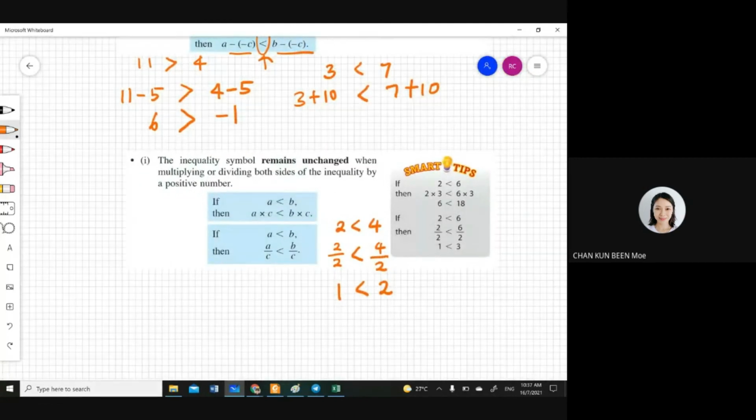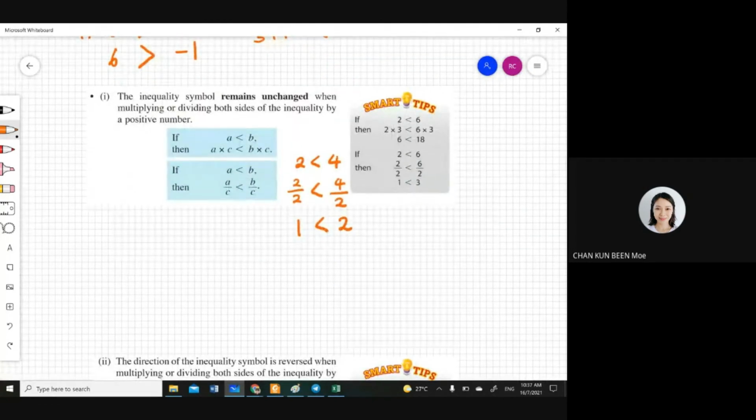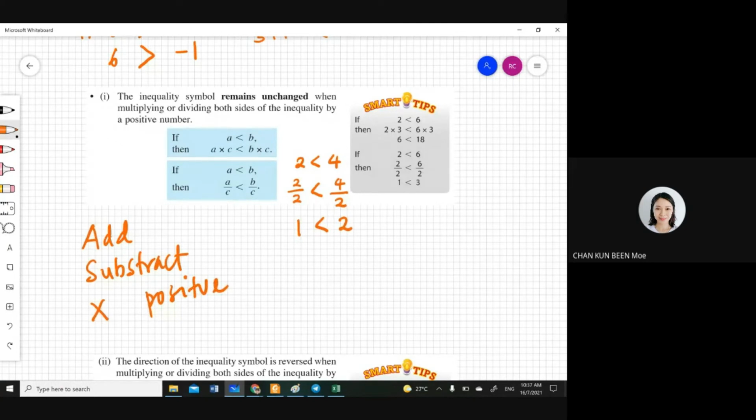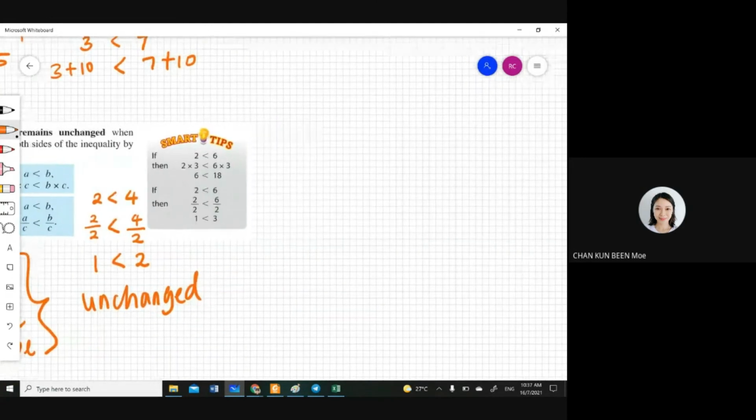I summarize all of it for you up here. When you add a number, when you subtract a number, when you multiply a positive number, it must be positive, or when you divide a positive number, all the symbols remain unchanged. Easy, you just need to copy very fast. For example, without calculation also, you can give me the answer already.